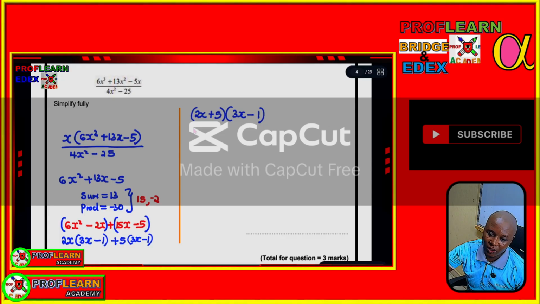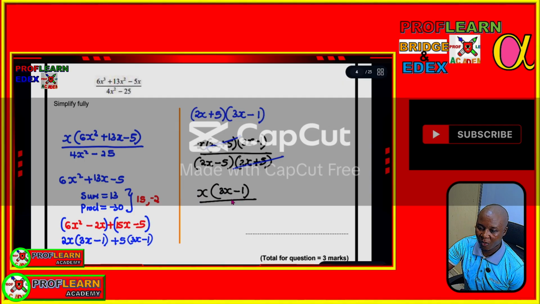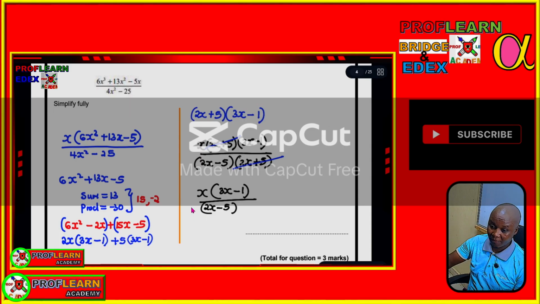So whatever we have there, we can now express as factorized form. And then the denominator, which is 4x squared minus 25, can factorize to 2x minus 5 times 2x plus 5. With that, we can cancel this part, and the final expression becomes x into 3x minus 1 over 2x minus 5 as our final answer in that particular case.